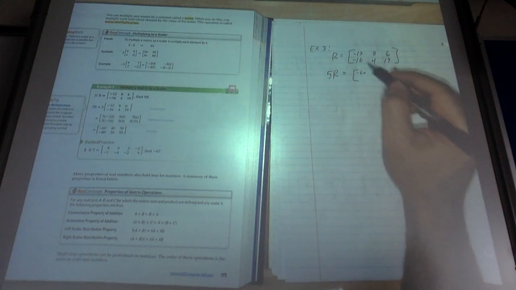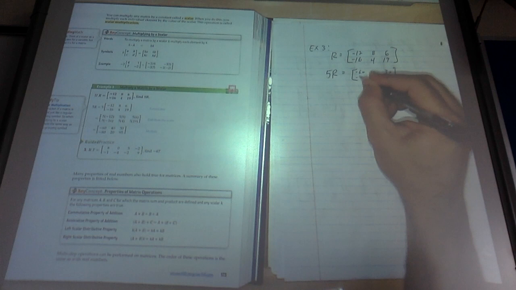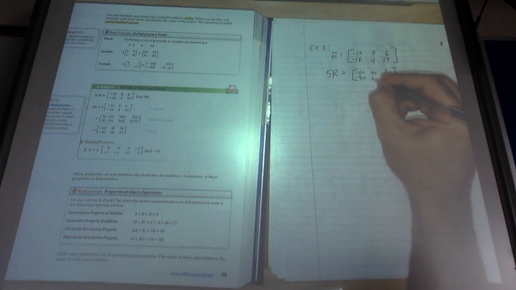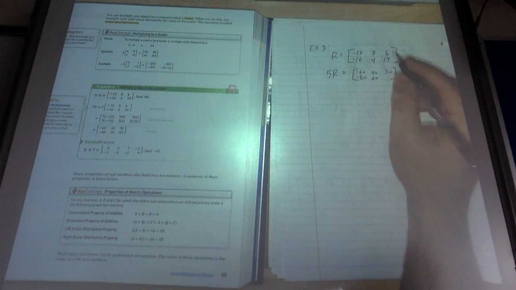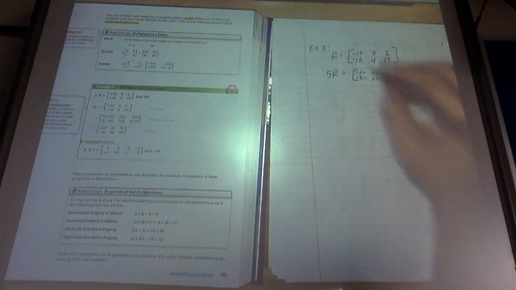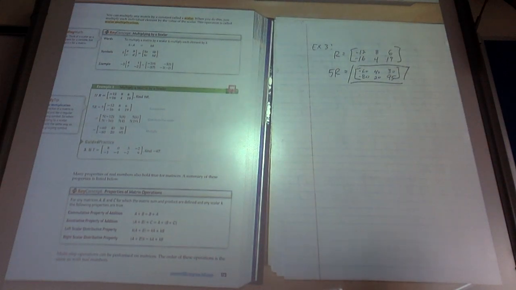Do the bottom. So bottom left, I'm going to do 5 times my bottom left. 5 times -16, -80. 5 times bottom middle is 20. And then 5 times bottom right, 5 times 19 is 95. This is the answer when you multiply a scalar, all right? In this instance, that scalar being 5.